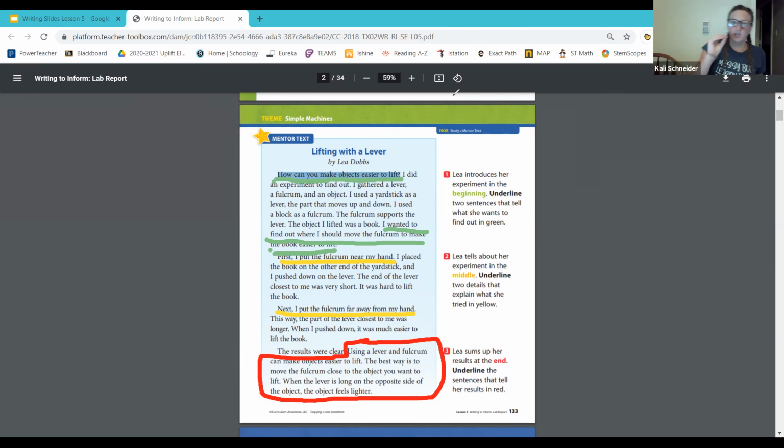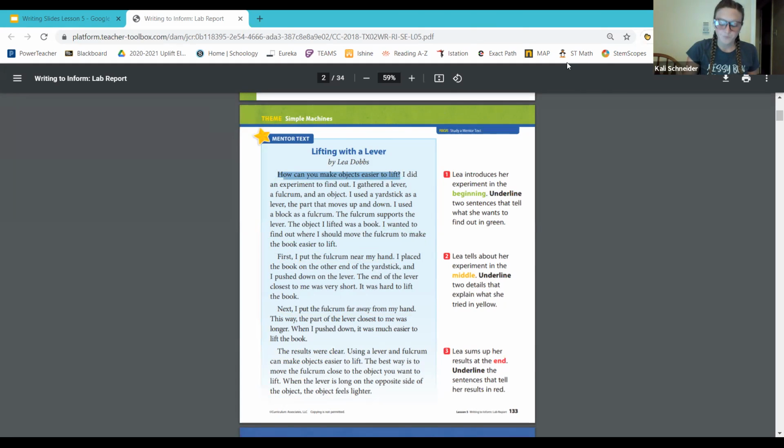So in the beginning, she stated her question and what she wants to find out 2 different ways. And she, in the middle, told us the 2 different ways she tried to experiment to find out results. And in the end, she gave us a clear statement on what was facts, on what she found out from her experiments. So go ahead if you need to write this down or you need a minute to underline or box, pause it here. I'm going to clear this out.